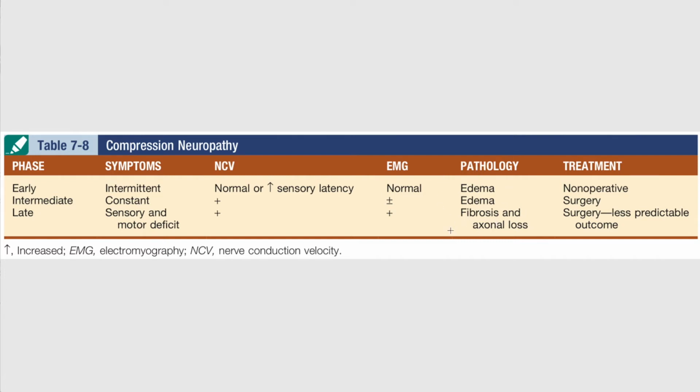And in the pathology, you can find that due to the prolonged compression, prolonged damage, the body tries to repair itself through formation of fibrous tissue, and there might be axonal loss. Well, in this case, usually treatment using surgery will give a less predictable outcome due to the permanent changes that have occurred on the nerve.